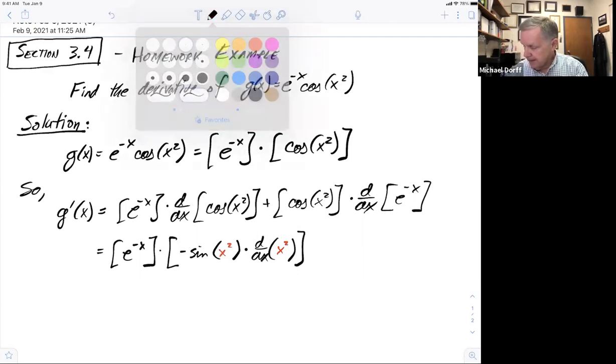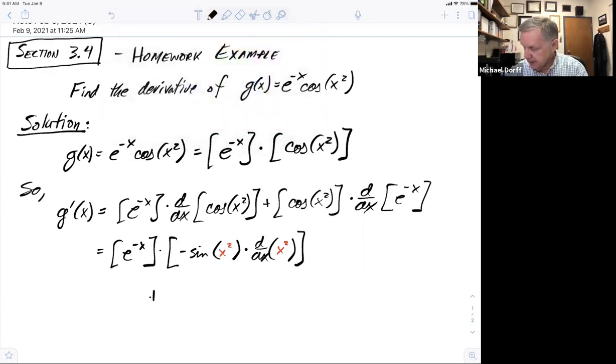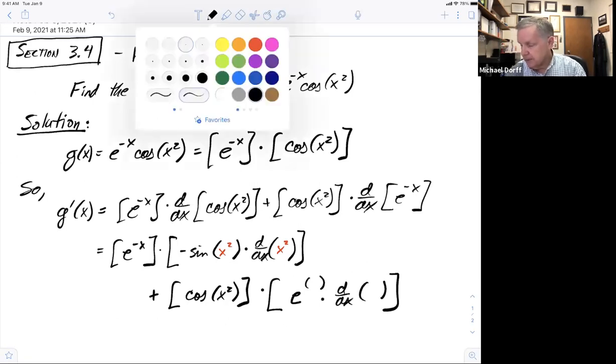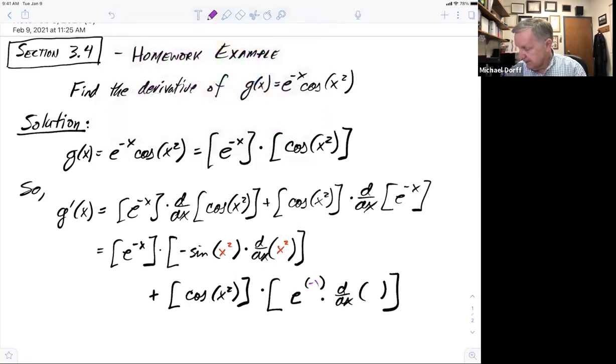All right, and then continuing, I have plus the cosine of x squared. This is continuing the product rule part. And then I have the derivative of e to the negative x. So what's the derivative of e to any power? It's going to be e to that power, and then by the chain rule, times the derivative of what is in that power. And now what's in that power? In this case, it's a negative x.